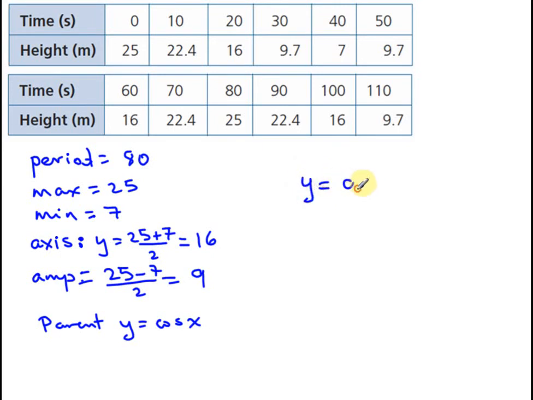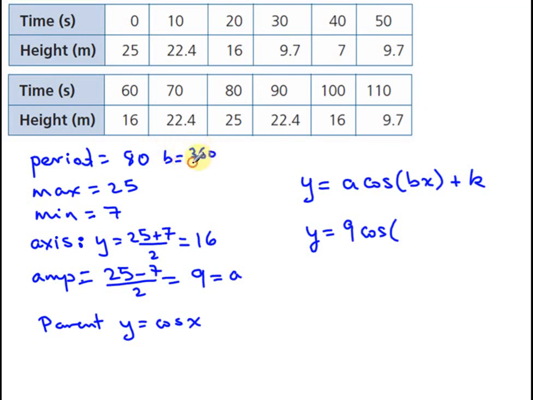I know I'm going to have my amplitude times cosine, and the input is b times x, and then plus k. The amplitude represents my a value, so here my a value is just 9. Cosine of, well, I need to find my b value. That's related to my period. The b value is just 360 divided by my period, which was 80.